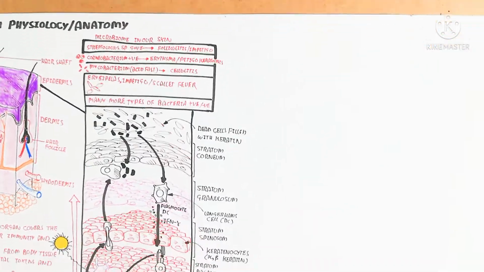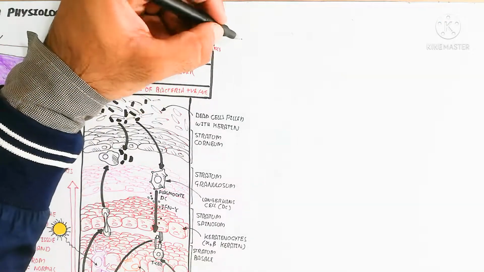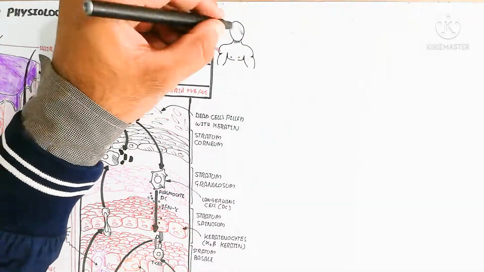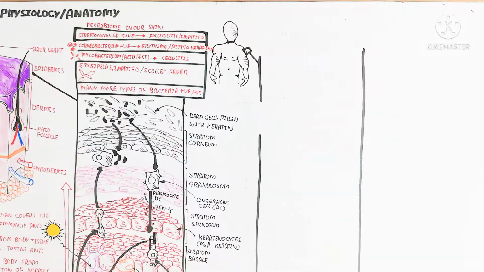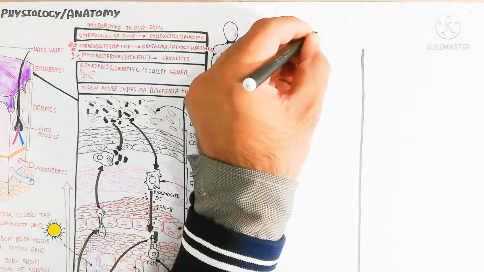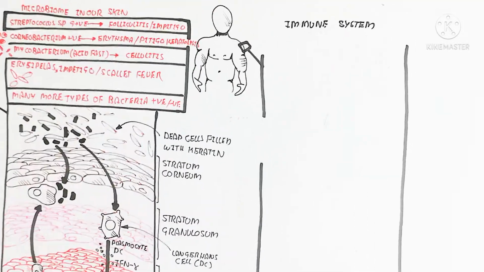On the other hand, this is known as the innate immunity. But adaptive immunity works through the T cell, which we will understand later. So next, we will discuss the skin.